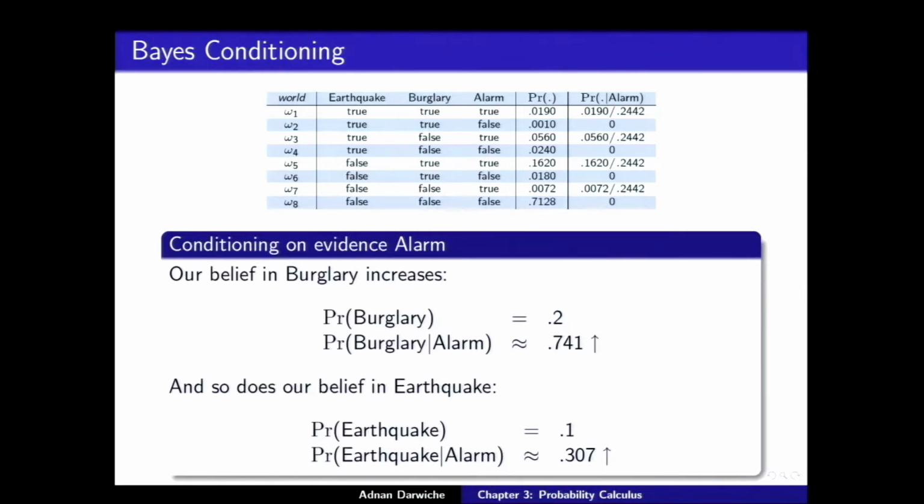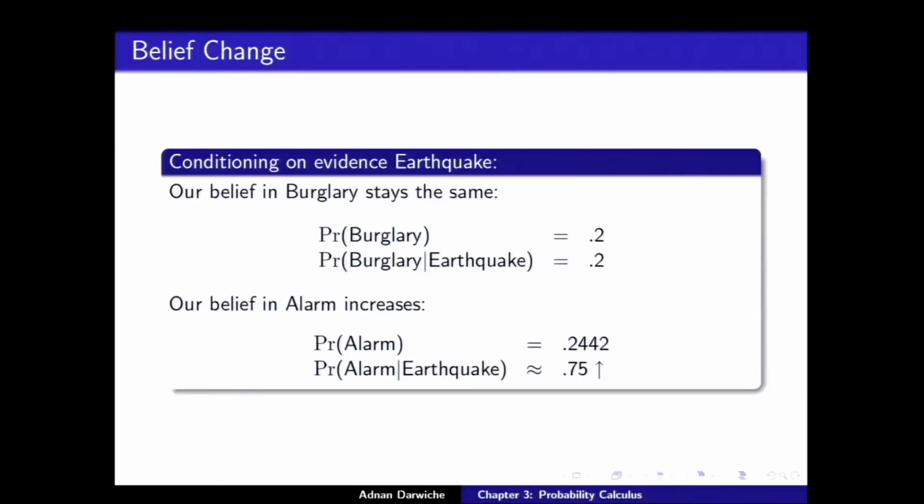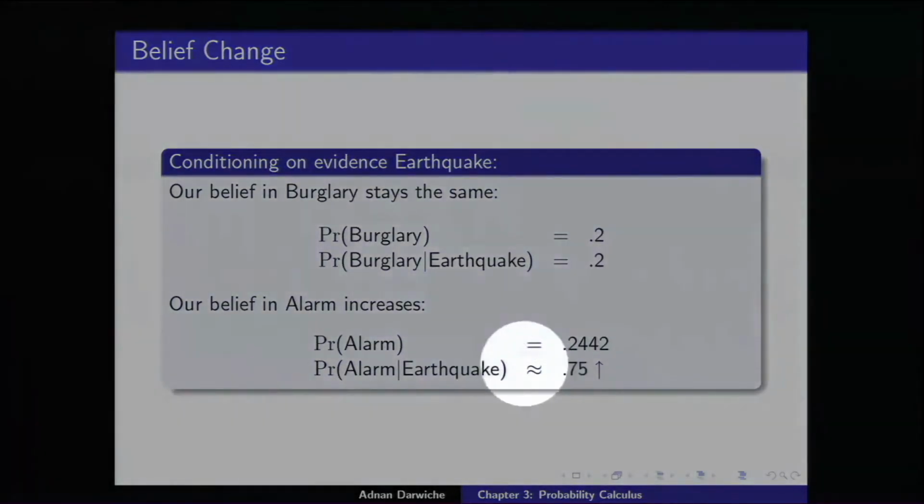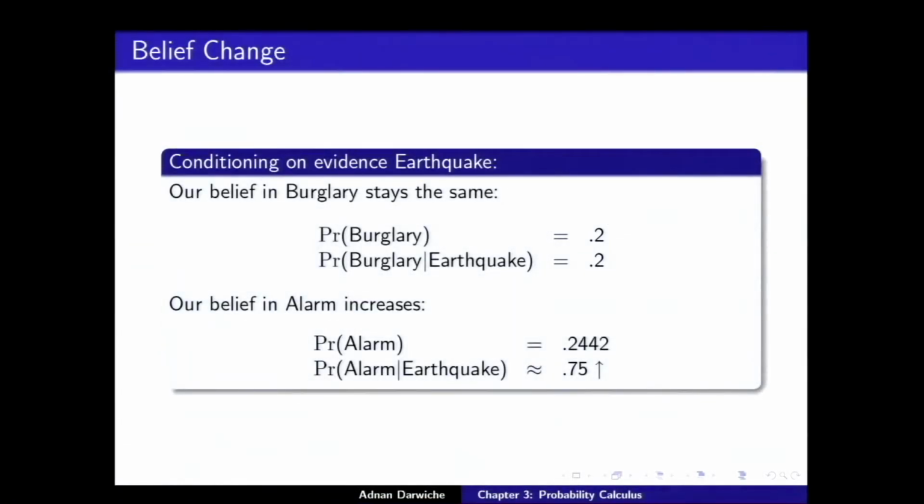So here we condition on alarm. Let's go ahead and condition on earthquake now. Look what happened here. If you look at burglary, it was 20%. What happened? Still 20%, didn't change. So according to this state of belief, if I tell you that in the neighborhood there was an earthquake, it says that will not change my belief at all in having burglaries. Nice neighborhood, but you can imagine another state of belief that would have a different property in this case.